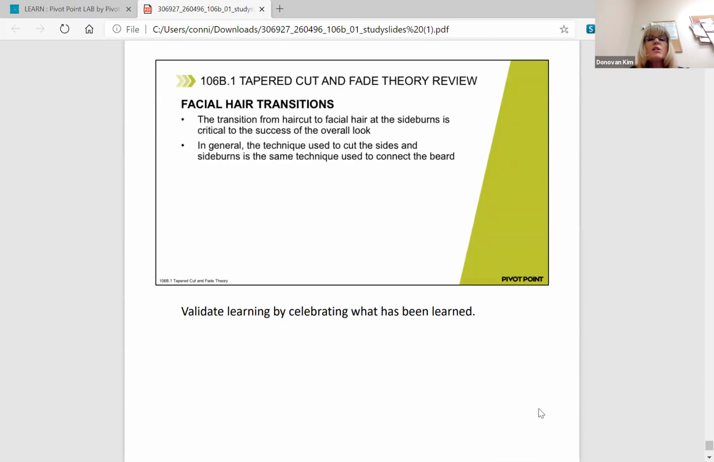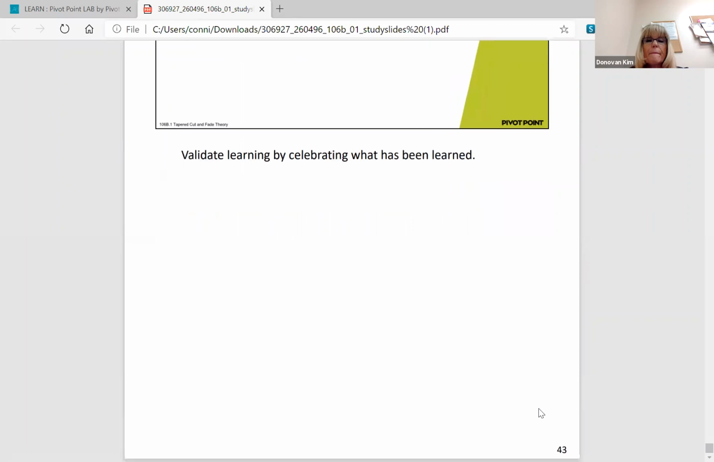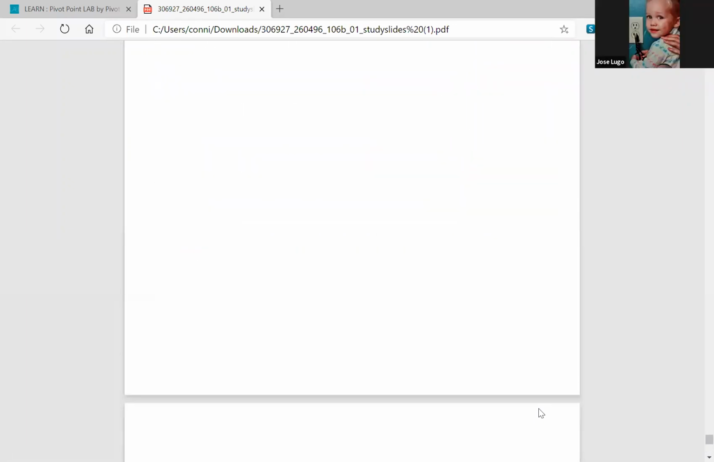Facial hair transition from a haircut to facial hair at the sideburns is critical to the success of the overall look. In general, the technique used to cut the sides and sideburns is the same technique used to connect the beard. Those are the facts, that's the part that you need to know.